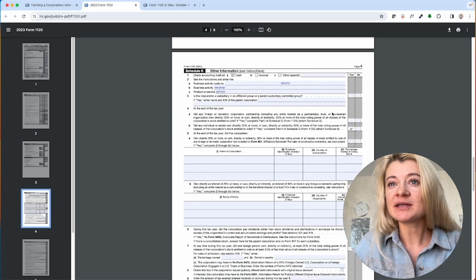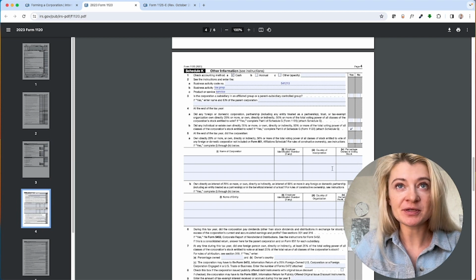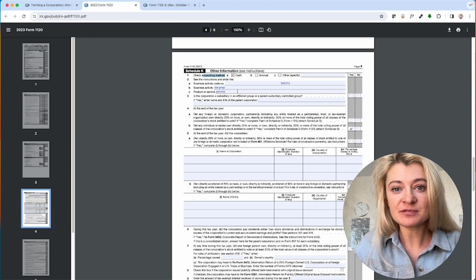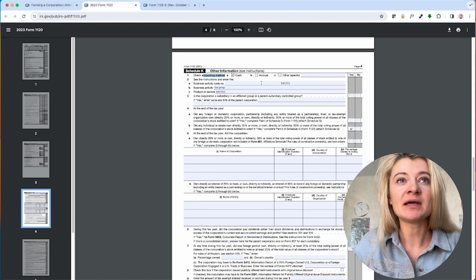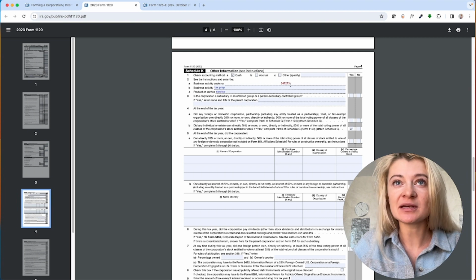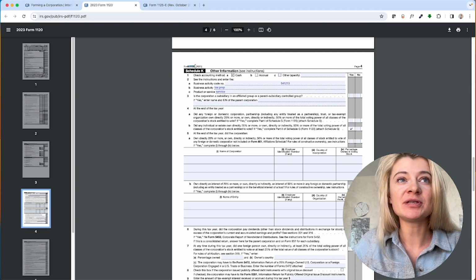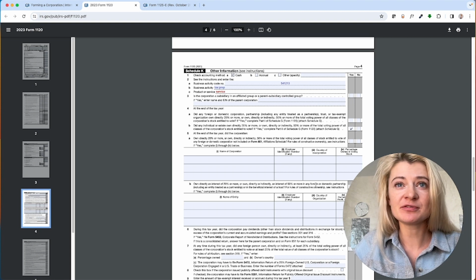Schedule K is kind of like general information about our corporation. So we put the accounting method, which would be cash for the majority of C Corps, unless they're a very big corporation and they're required to do accrual, then it will be accrual. Business activity code, that's something you can just search in the Form 1120 instructions, at the end. A business activity, what they actually do, product or service. And now we have all these questions we need to fill out.